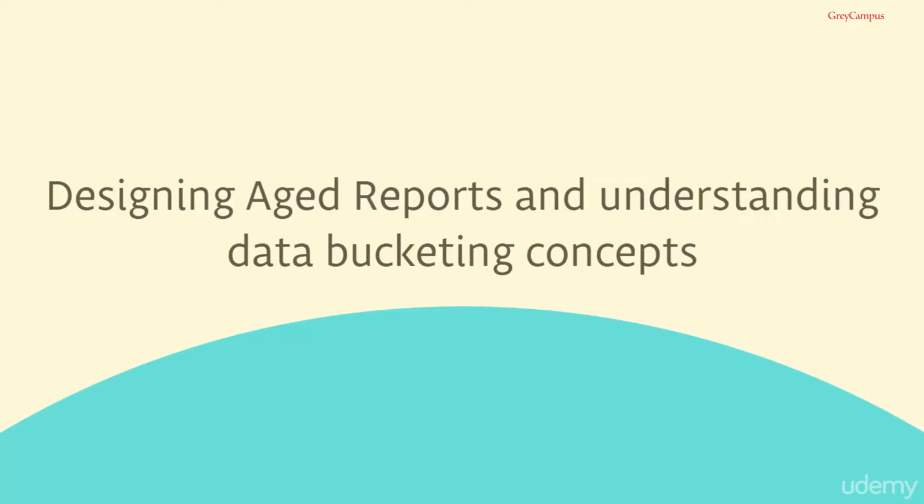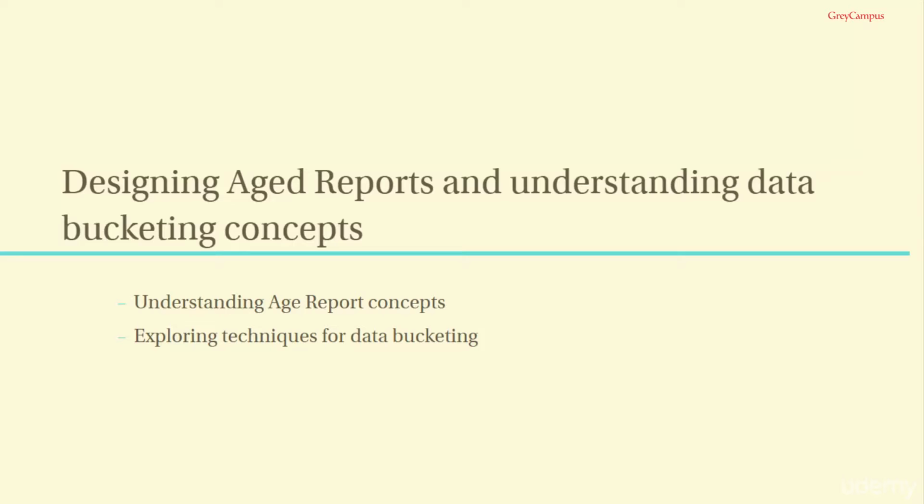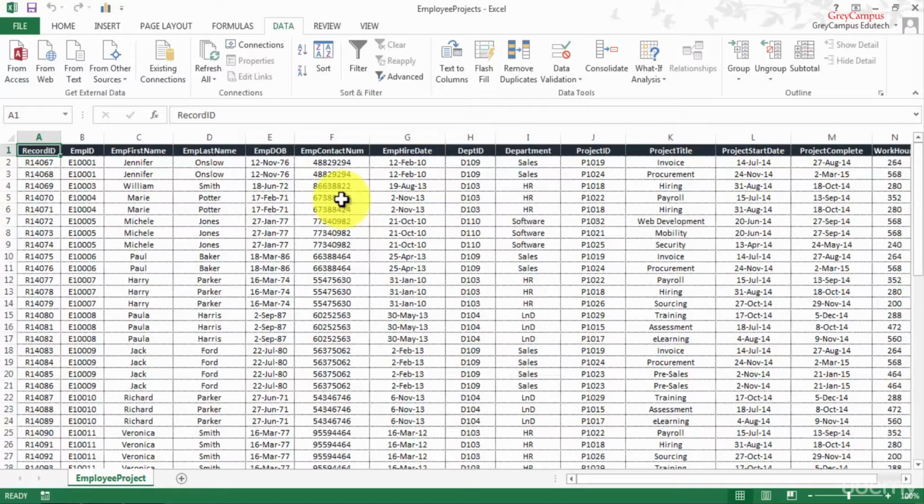In this first set of analysis, we will understand the concept of age reports and how to bucket the data based on some items or conditions. So we will understand what we mean by bucketization and how we bring up age reports. So let's move on to the data.